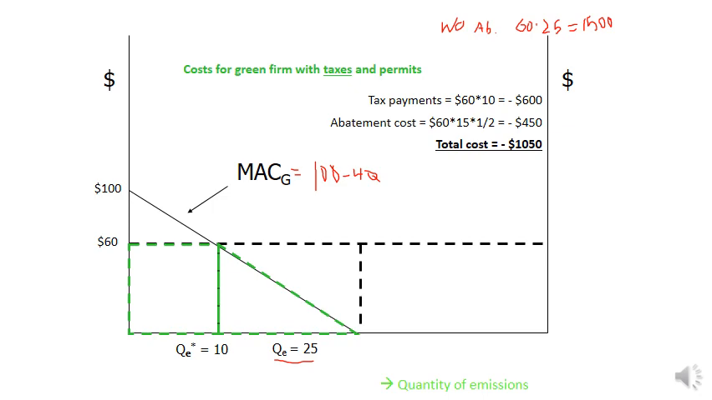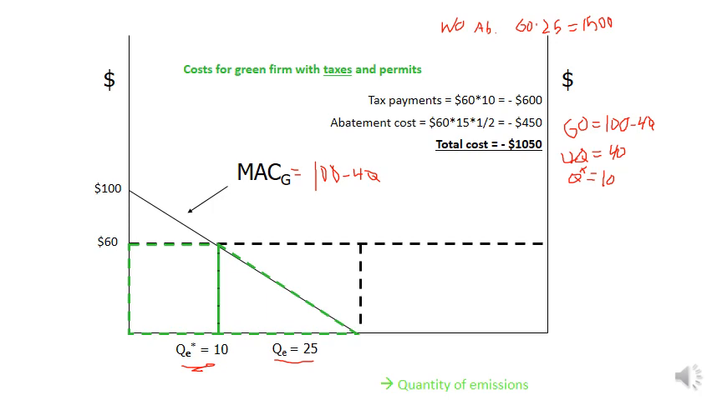So if they're being taxed on their pollution, we want to pollute until the marginal abatement cost is equal to the tax. So 60 equals 100 minus 4Q. It gets us 4Q equals 40. So this green firm's optimal level of pollution, Q star, is 10 units of pollution. And that's what we've got down here.